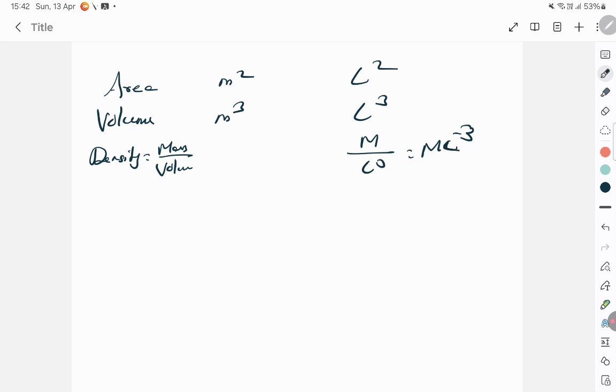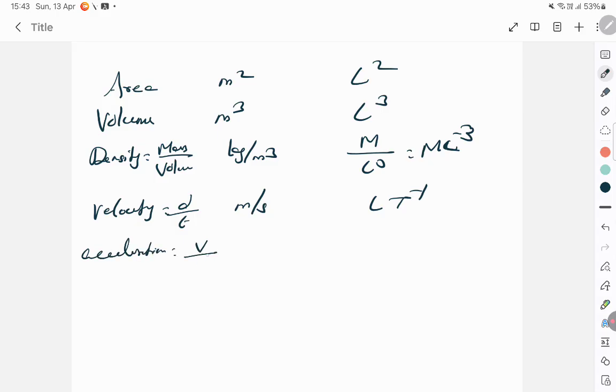There's no T there, okay? And this is kg per meter cube, the SI unit. So you understand the dimensional formulas and SI unit. Then is velocity. Velocity is distance by time, which will be L T to the power minus 1, or here meter per second. Acceleration. Acceleration is actually velocity by time, which is meter per second square. So it will be L T to the power minus 2.